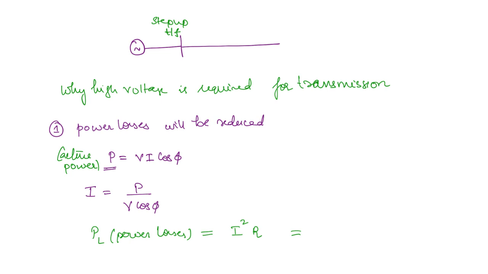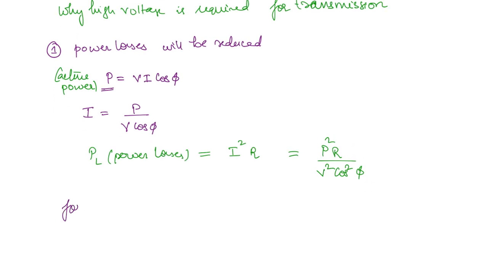So if you substitute I here, then what are you going to get? P square R divided by V square cos square phi. Here you can see that for a particular power and for a particular cos phi, the voltage is going to decide how much power loss there will be. Higher the voltage, lesser will be the power losses, right?